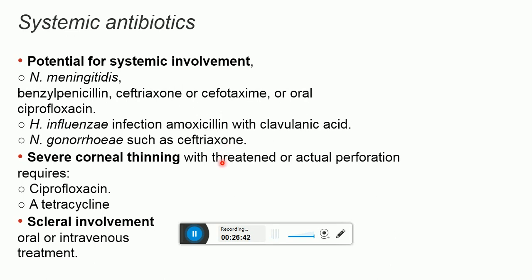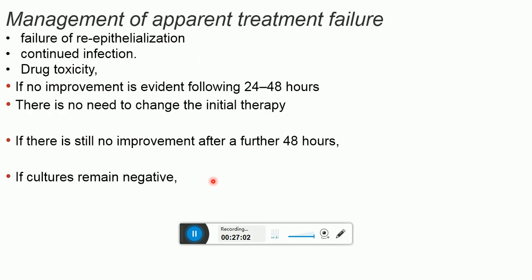And gonorrhea requires a third generation cephalosporin such as ceftriaxone. Severe corneal thinning with threatened or actual perforation requires ciprofloxacin for its antibacterial activity, and a tetracycline such as doxycycline 100 mg twice daily for anticollagenase effect. Scleral involvement may respond to oral and intravenous treatment. Management of apparent treatment failure. It is important not to confuse ongoing failure of reepithelialization with continued infection. Drug toxicity, particularly following frequent instillation of fortified aminoglycoside, may give increased discomfort, redness, and discharge despite eradication of infection.